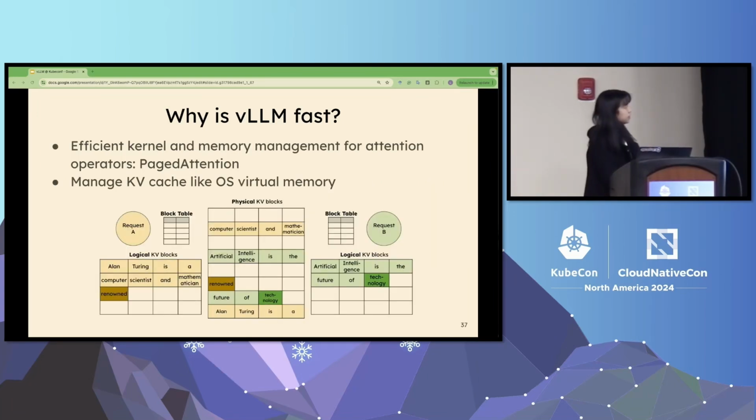And the second reason is vLLM utilizes efficient kernel and memory management for attention operators. We call it PagedAttention, and it can manage the KV cache like operating system virtual memory. So instead of allocating the memory for the whole request, it manages the memory block by block. We have the idea of a block, so basically the memory for each token. It's a little bit complicated, so I encourage you to check out the PagedAttention paper for details.